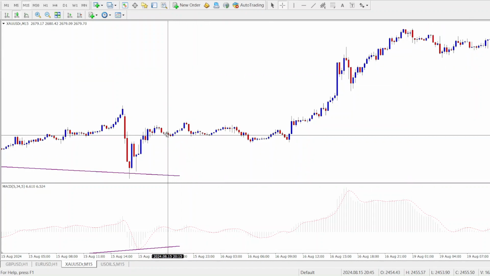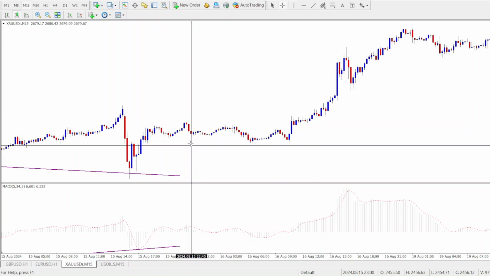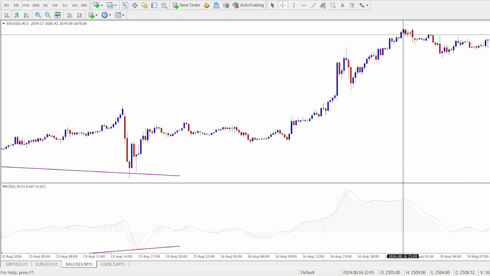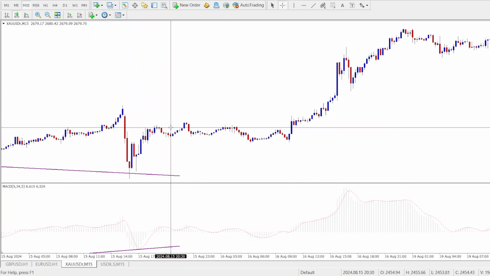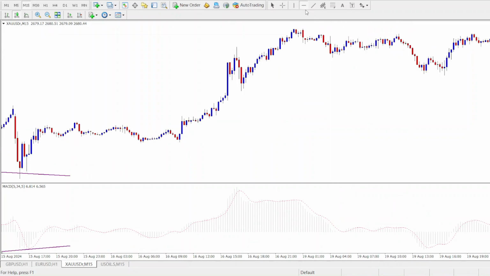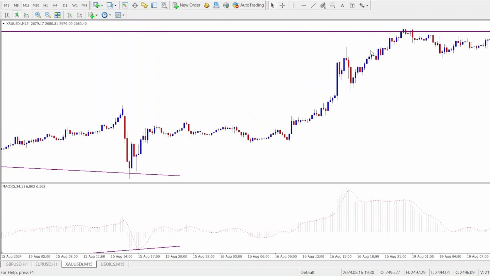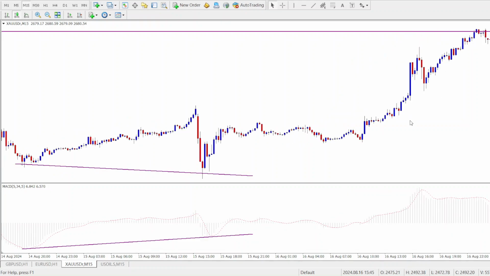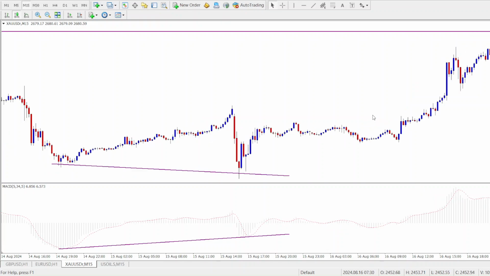If we had entered somewhere around here and set our stop loss here, we would have caught about 500 pips, riding the price all the way up to this point. You can use resistance zones as exit signals. The price rose all the way to this resistance zone, and we could have possibly exited the buy trade. So it's important to combine your signals from the divergence with support and resistance levels or candlestick patterns for better accuracy.